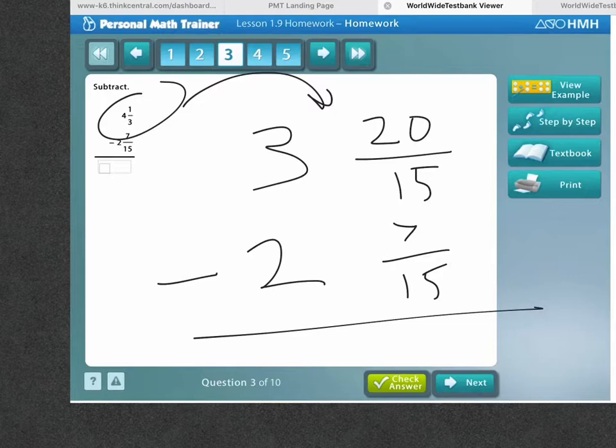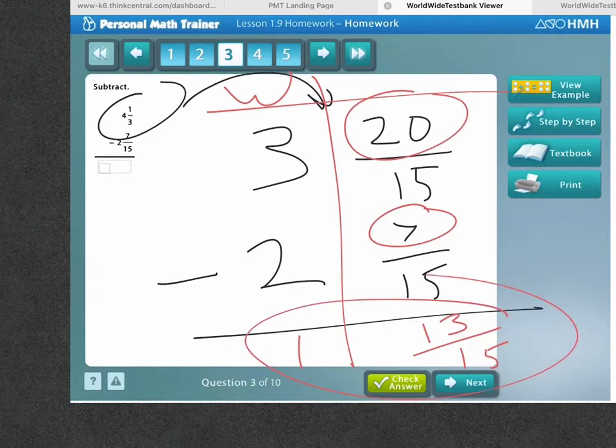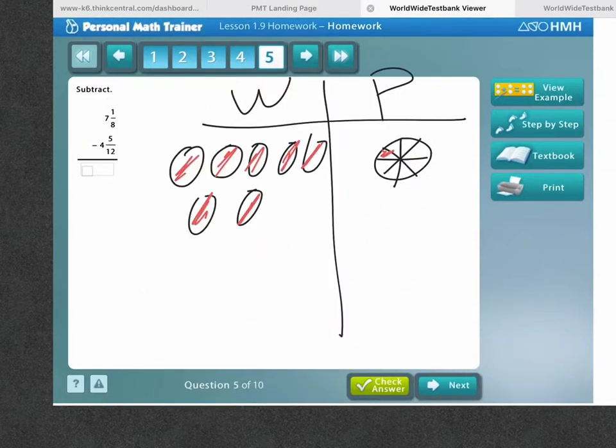I've renamed that fraction so that I have enough parts to subtract. So I end up with, in this problem, 20/15 minus 7/15, which is going to end up with 13/15, and then I have 3 wholes minus 2 wholes, which is 1 whole. So the difference for this problem should be 1 13/15.